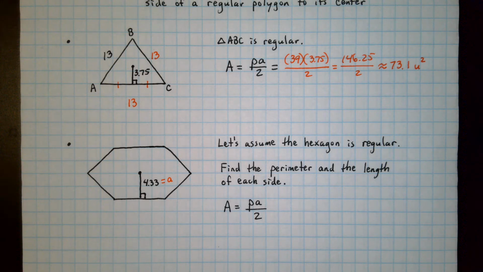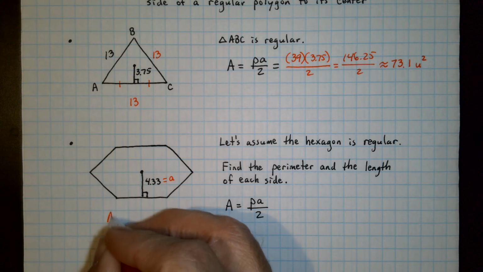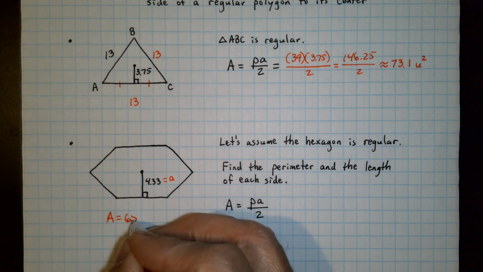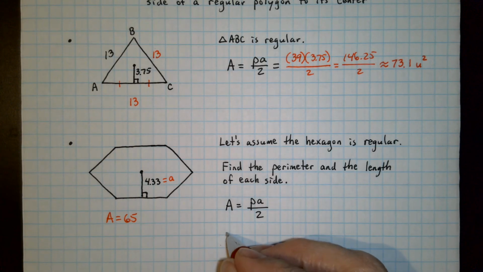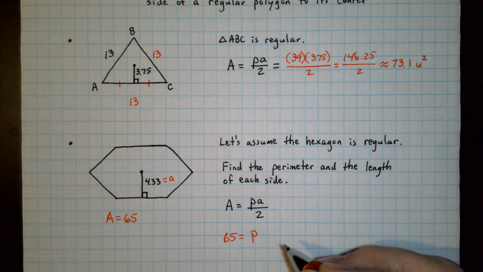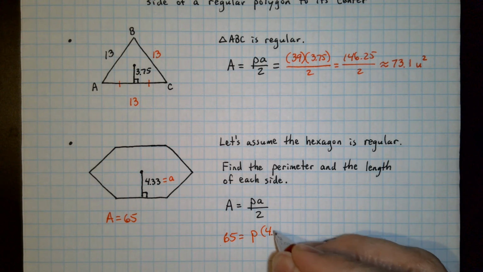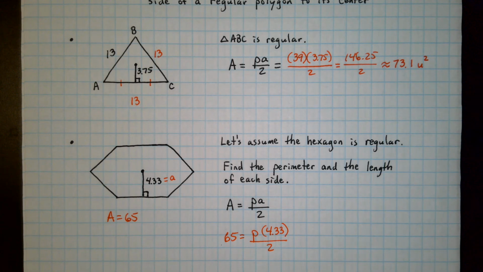One thing we're missing, we have to know what the apothem is. Oops, not the apothem. We already have that. The area. If the area is 65 units squared, then in our formula, we would put 65 here. Perimeter we don't know. Apothem we do know, 4.33, and then divided by 2. We begin to go through the algebra.